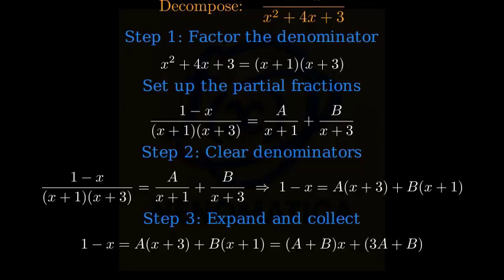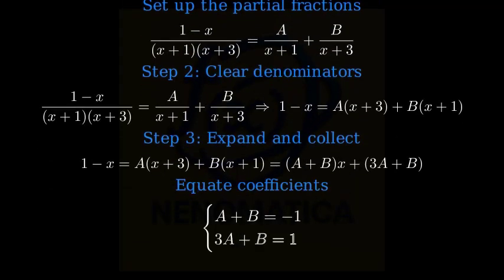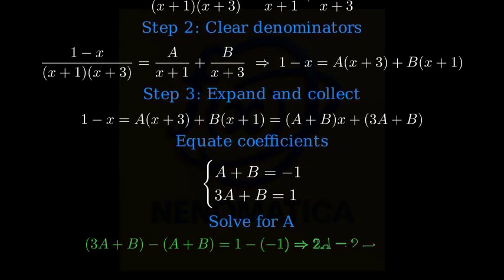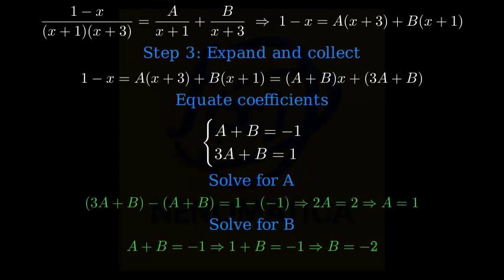Now equate coefficients with 1 minus x on the left. The x coefficient is -1, so a plus b equals -1, and the constant is 1, so 3a plus b equals 1. Step 4. Solve the system. Subtract the first equation from the second to get 2a equals 2, so a equals 1. Then substitute back to find b. 1 plus b equals -1, so b equals -2.